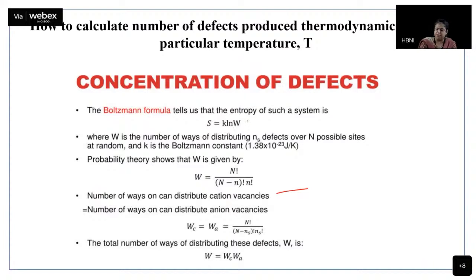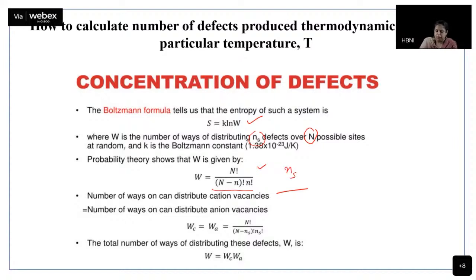So that is given by k log natural W. As I said, W is the number of ways of distributing defects over n possible sites. So I'm assuming that I have n possible sites, and the small n_s is the number of defects that I want to organize over these n possible sites. By probability theory, whatever we did in class 11th or so, W would be n factorial upon (n minus n_s) factorial times n_s factorial. N is nothing but your n_s.